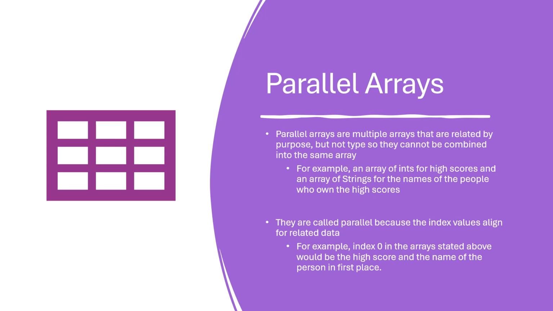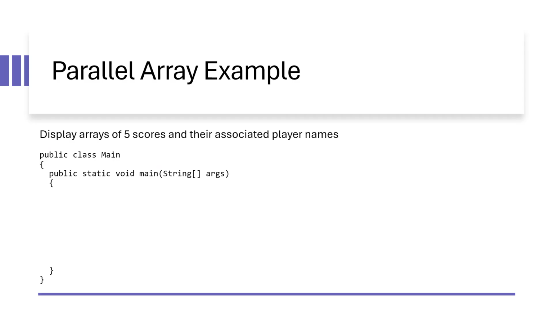So what we have to do is maintain 2 separate arrays. Now, we call these parallel arrays because when you line them up beside each other, the index values for associated data are perfectly aligned. What I mean by that is index 0 in both arrays is for the same person. It's their score and it's their name. Index 1 is for that person's score and that person's name. So let's look at an example.